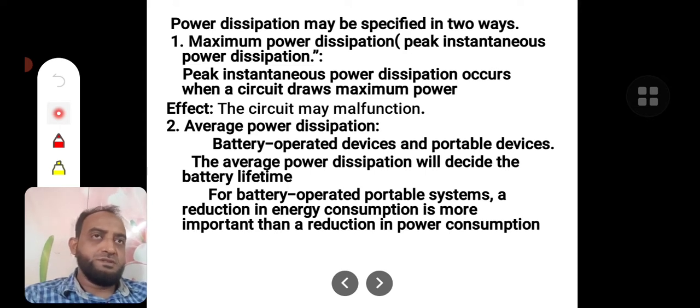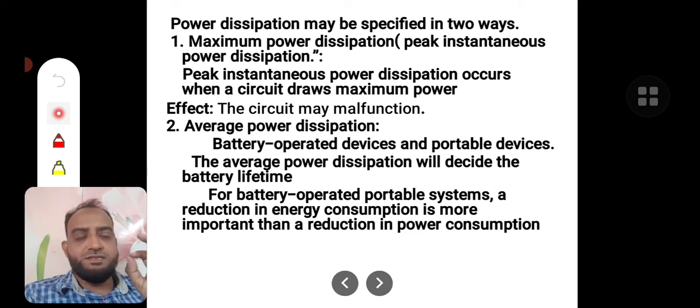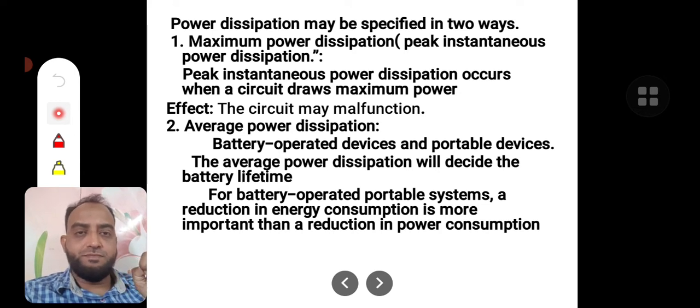As the names suggest, maximum power dissipation means the instantaneous power that is being consumed right now. Consider for example half wave of a sine, that is at 90 degrees, what will be the sine wave situation? It is at the peak, right? So the maximum power dissipation is the instantaneous power dissipation that occurs when the circuit draws maximum power. When the circuit draws maximum power, that is called maximum power dissipation.